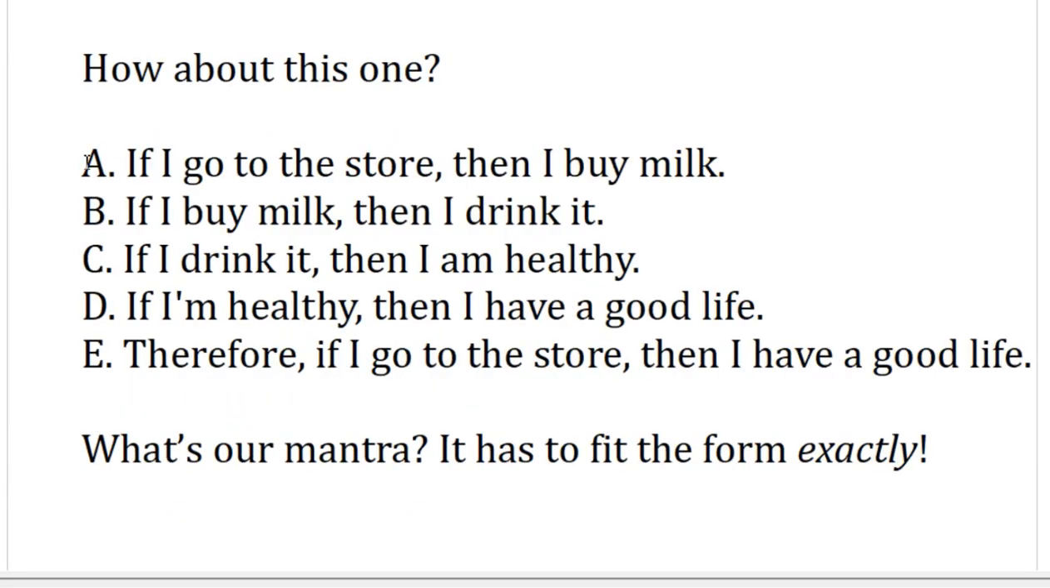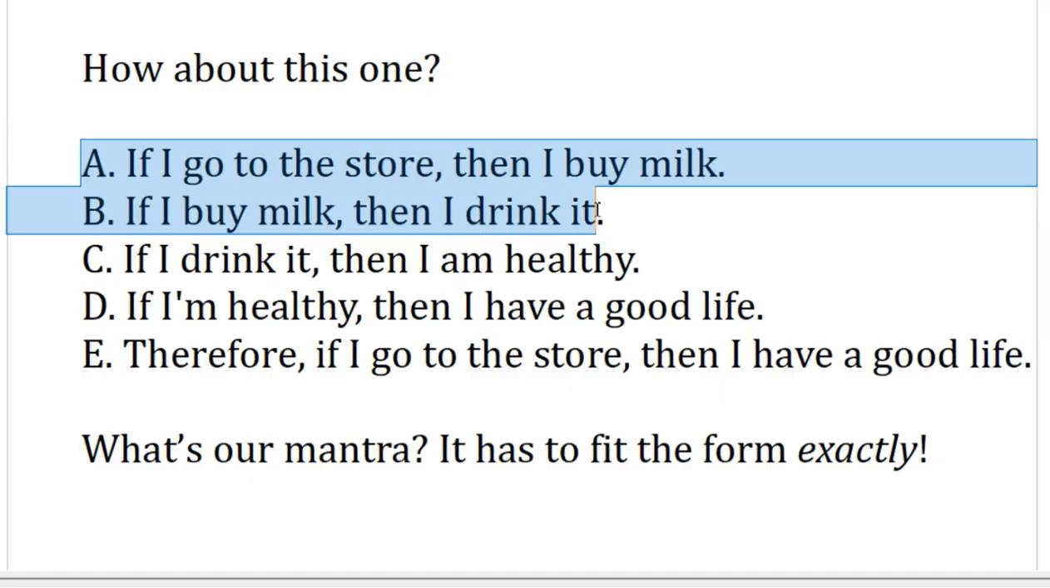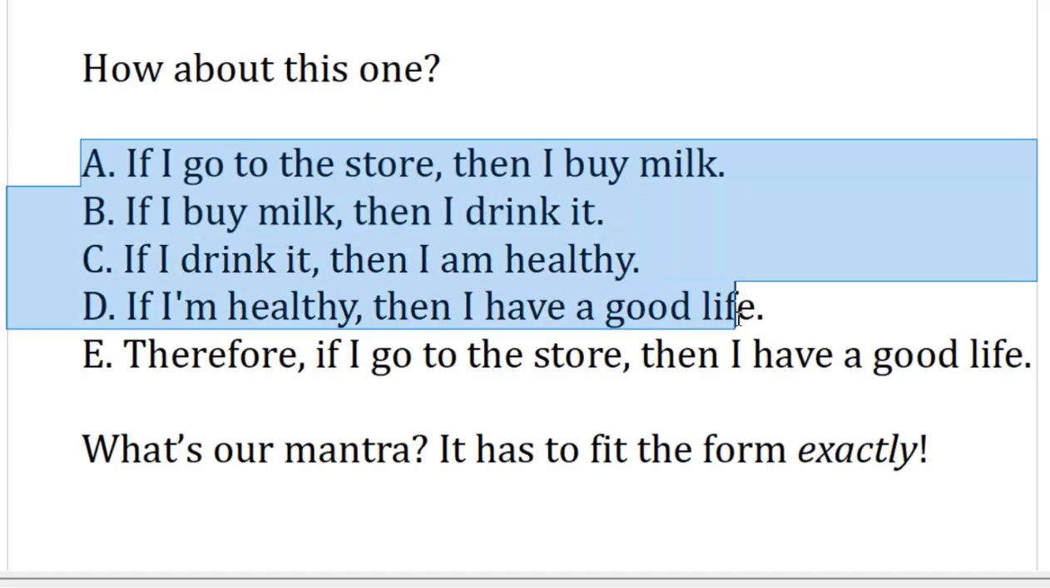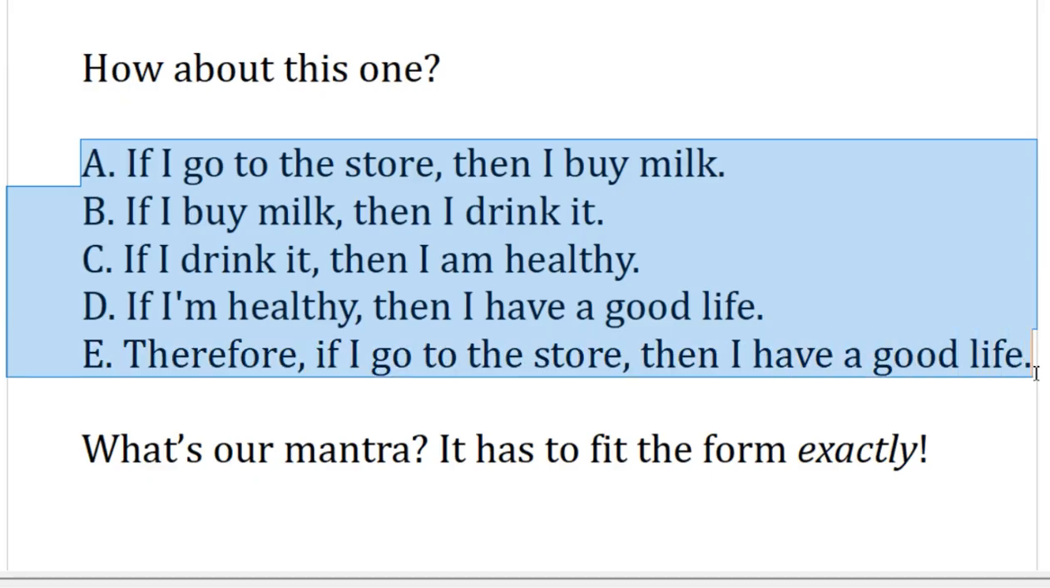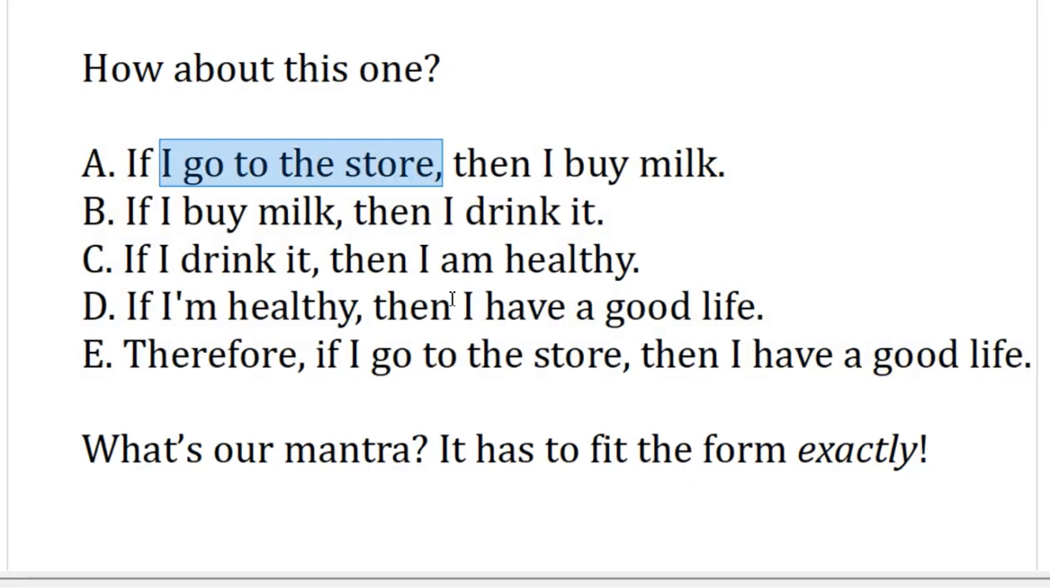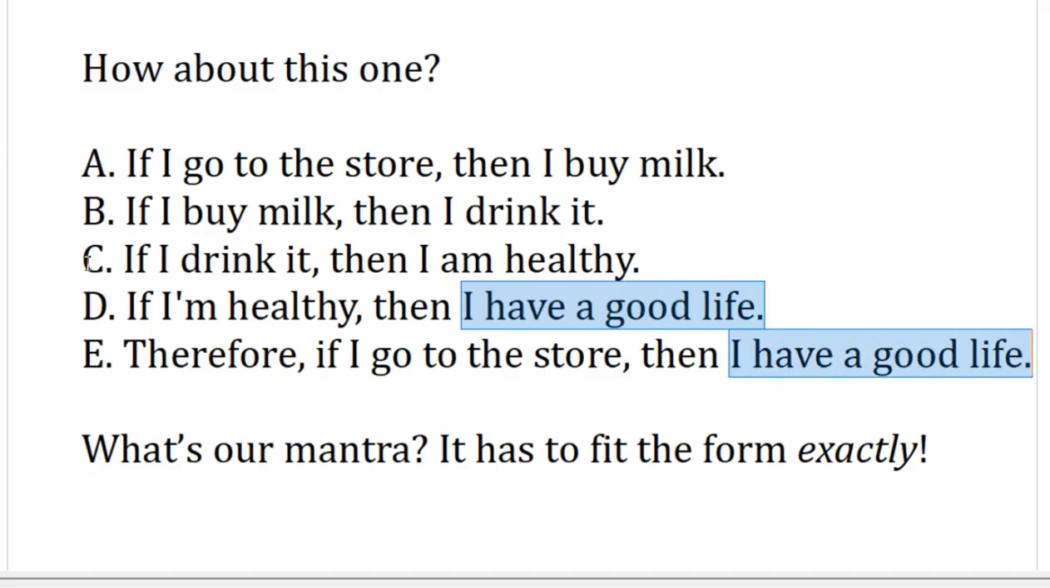Let's take a look at another example. If I went to the store, then I buy milk. If I buy milk, then I drink it. If I drink it, then I'm healthy. If I'm healthy, then I have a good life. If I go to the store, then I have a good life. Well, that's a pretty funny conclusion, right? But this does fit the form of hypothetical syllogism exactly, because I told you that there can be a lot of links in the chain. And the very first link of the chain, right up here, is present in the conclusion where it's supposed to be. And the last link in the chain is also present where it should be, according to the rule.